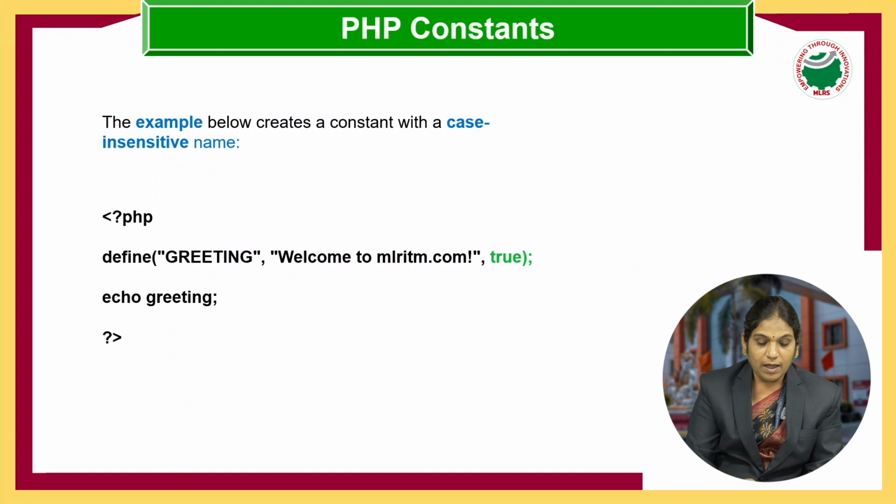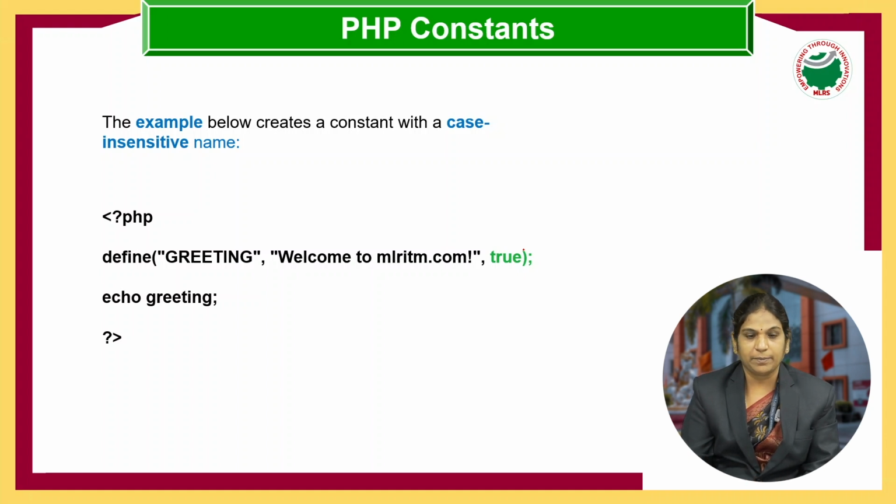And here welcome to mlritm.com is the value, and the third parameter we have specified, that is true. In the previous example we did not specify the third parameter, but here we are specifying it. So we are making it case insensitive. Even though we write echo greeting with greeting in small case, it will still display the output.